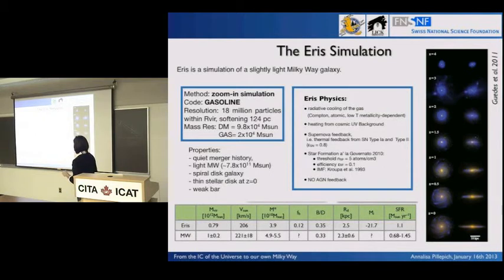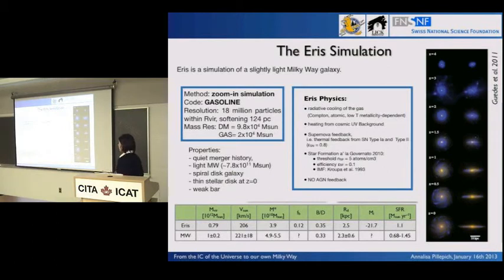But anyway, the halo of the Milky Way that was chosen has a quiet merger history. It is a slightly light Milky Way, 8 to 10 times 10^11 solar masses, a spiral galaxy with a very good bulge-to-disk ratio and so on and so forth. And it was produced with specific choices of radiative cooling, star formation, feedback, and so on and so forth. Here we have supernova feedback, not AGN, given the type of mass.